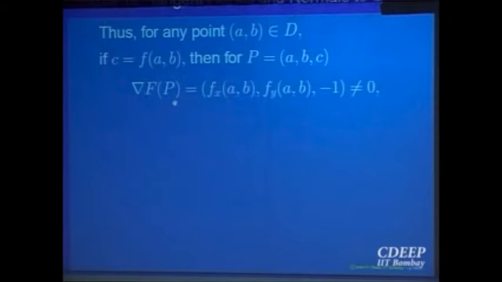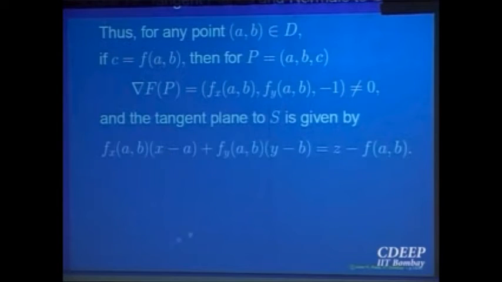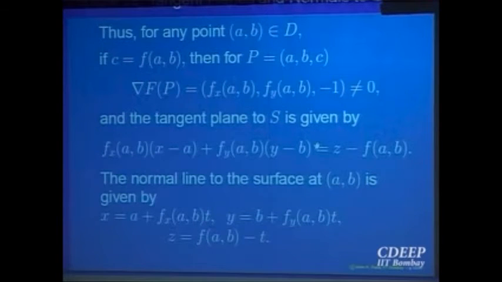So the gradient vector is Fx, Fy, Fz, where Fz is minus 1 because it is given explicitly. That is never going to be equal to 0. So the important thing is that in this case the condition is automatically satisfied because the third component is minus 1. You don't have to verify it when the surface is given explicitly. That is the important thing to realize here. Once that is given, you can write down the equation of the tangent plane and the normal line by putting Fz equal to minus 1. Those are the equations of the tangent and the normal when the surface is given explicitly.